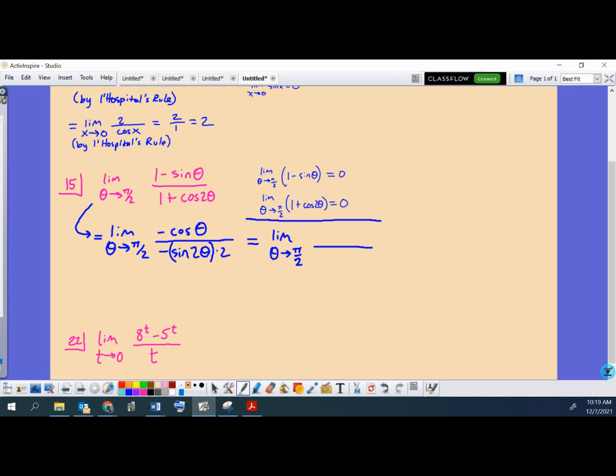The negatives cancel out, so I just have cosine of theta over 2 sine of 2 theta. And again, when I plug pi over 2 in for theta on the bottom, 2 pi over 2 is pi again, and the sine there is 0. So this problem was designed for L'Hopital's rule twice. Oh, by the way, I didn't label that. You could write by L'Hopital's rule right up here, or you could write it below.